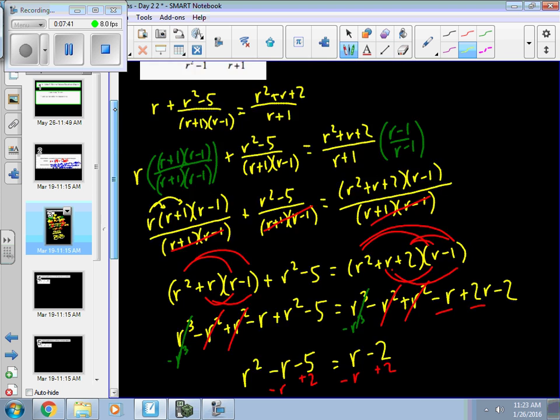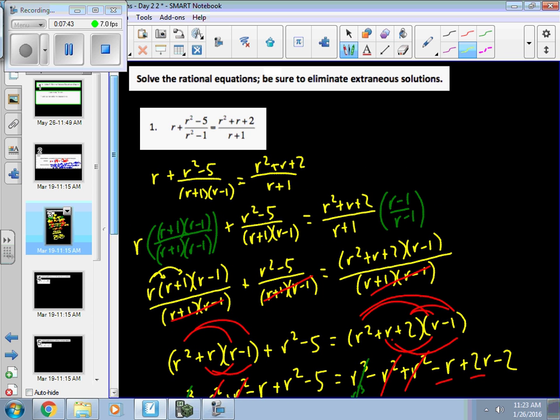So let's check 3. If we were to put 3 in for r, specifically the denominators, are we going to be okay here? Yeah, this would come out to be a denominator of 4, and this would be 3 squared is 9 minus 1, a denominator of 8. 3 looks like it checks out.